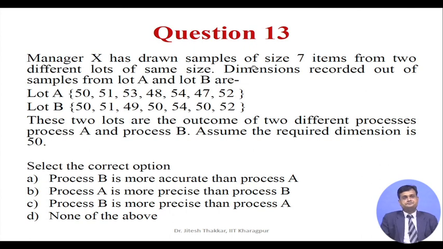Question 13. Manager X has drawn samples of size 7 items from 2 different lots of same size. Dimensions recorded out of samples from lot A and lot B are: lot A 50, 51, 53, 48 and so on, lot B 50, 51, 49, 50 and so on. These 2 lots are the outcome of 2 different processes, process A and process B. Assume the required dimension is 50, then select the correct option.